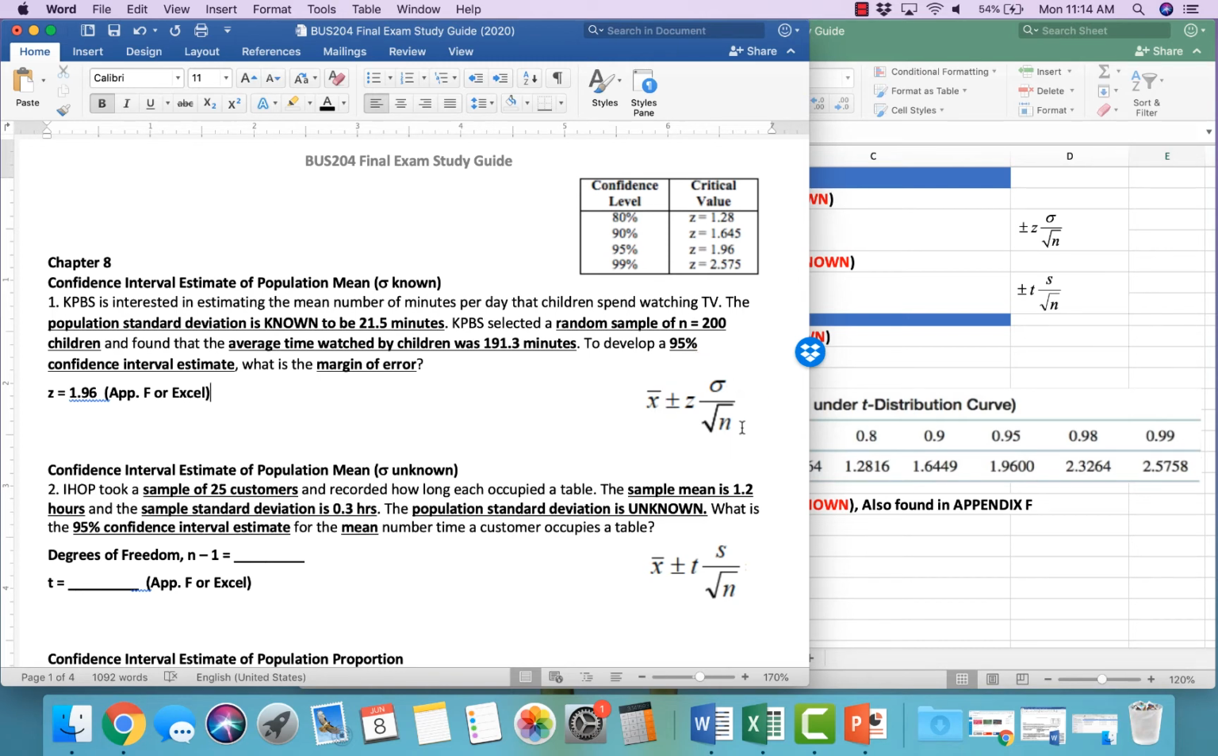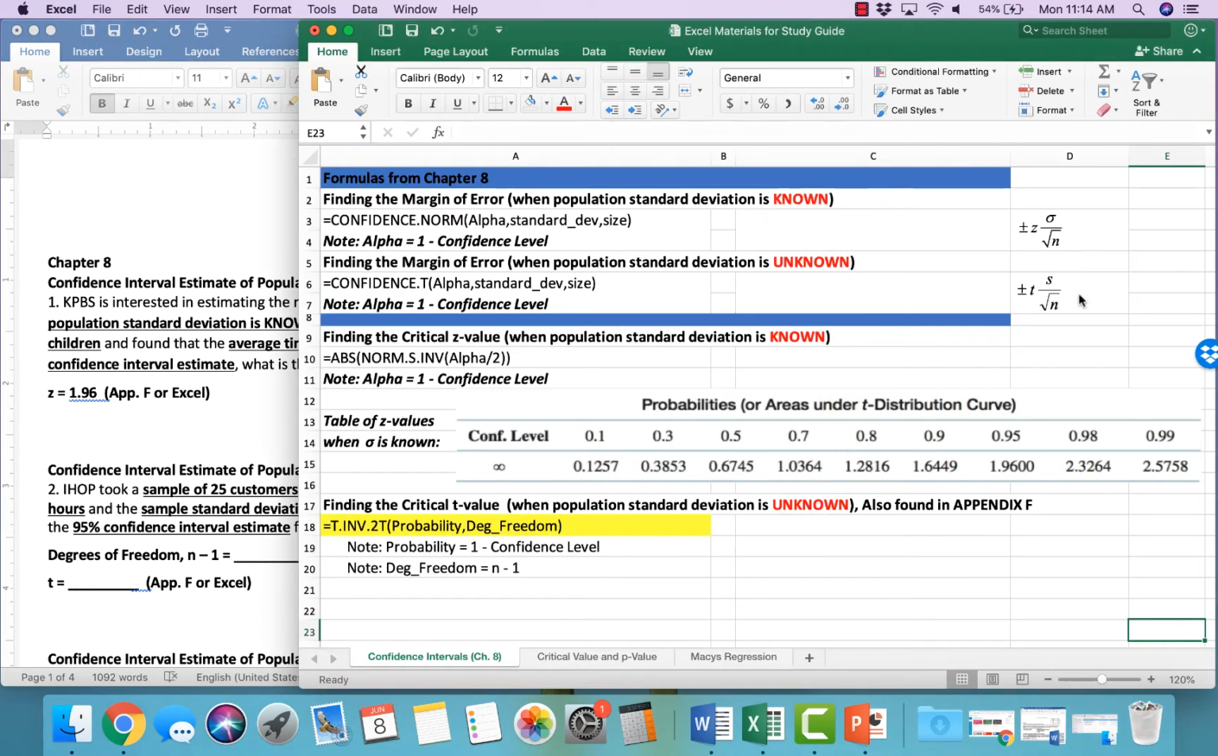Now we can solve for the margin of error by using our calculator or by using Excel. So for the final exam, I provide an Excel file that has all the content you need. There's a tab specific for chapter 8, a tab for critical values and p-values that you need for chapters 9, 10, and 14, and there'll be a tab with some regression data that you'll run for the chapter 14 questions.